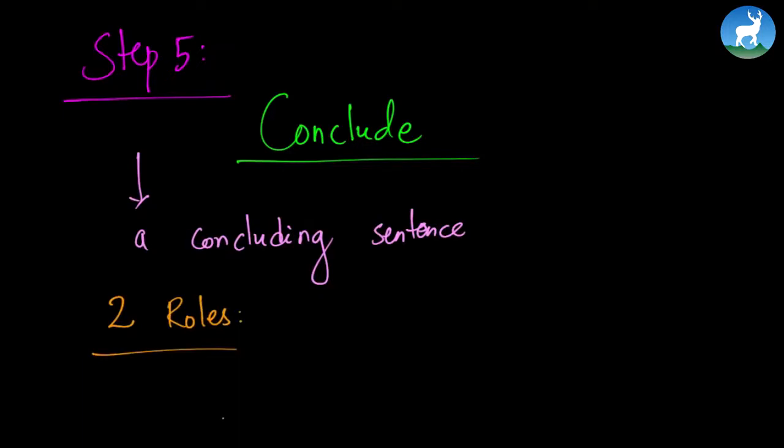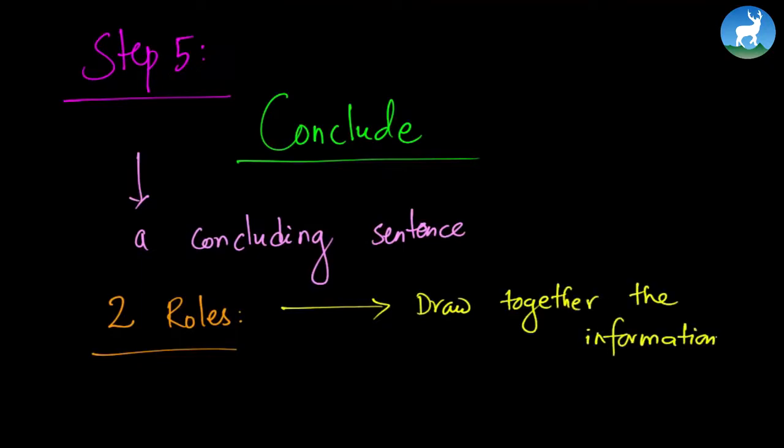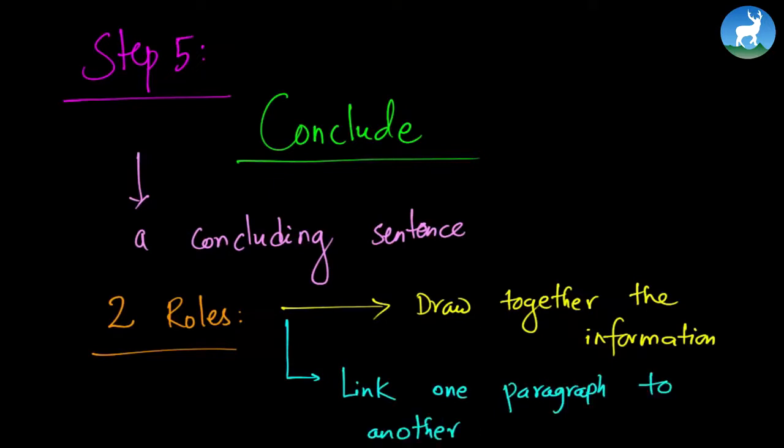And what are they? First, they draw together the information you have presented. The second role is they often link the current paragraph to another. That's why it is called a concluding sentence. Draw together the information that's given and link one paragraph to another.